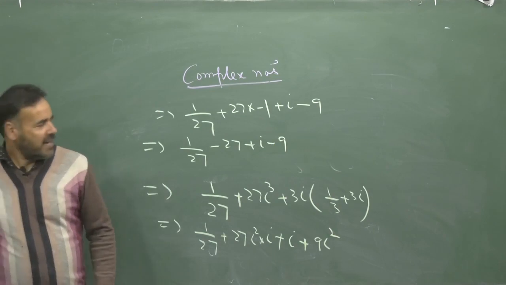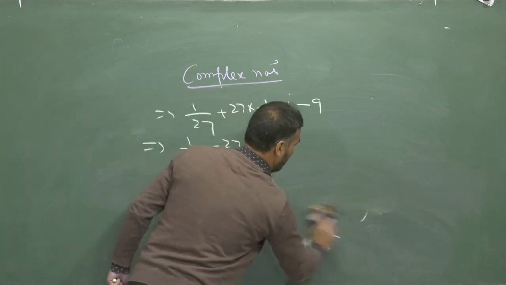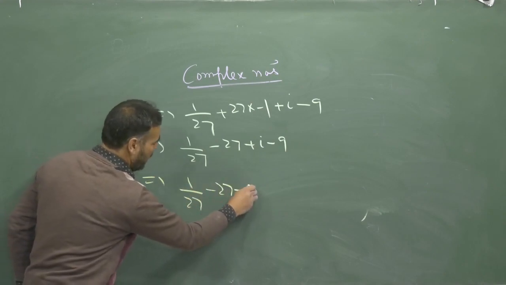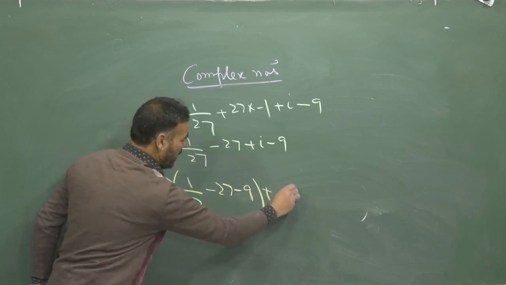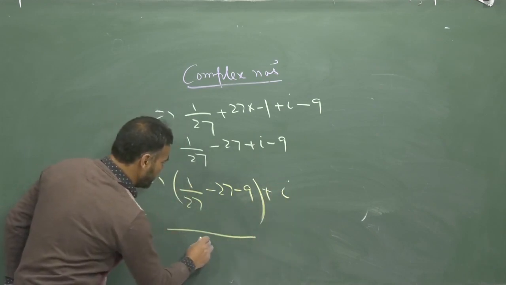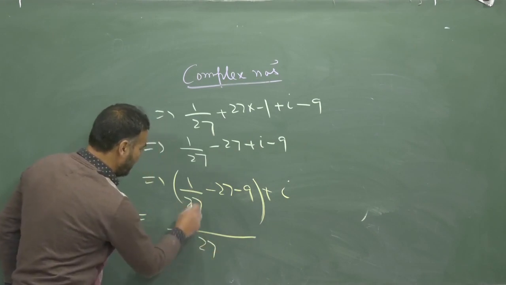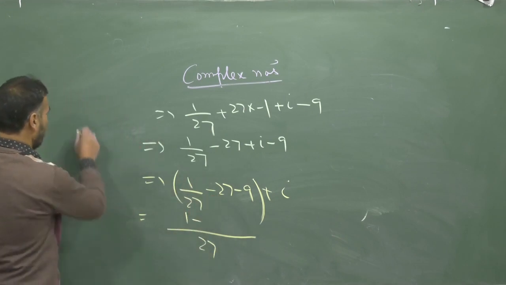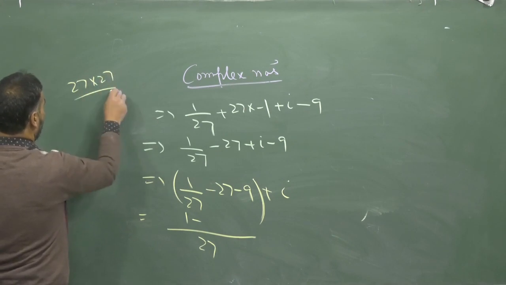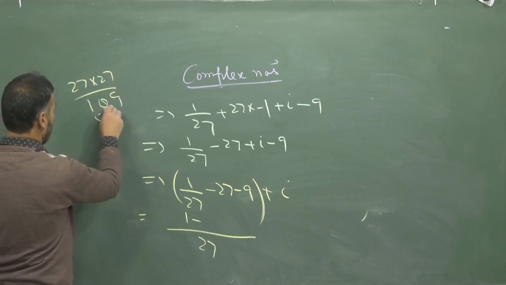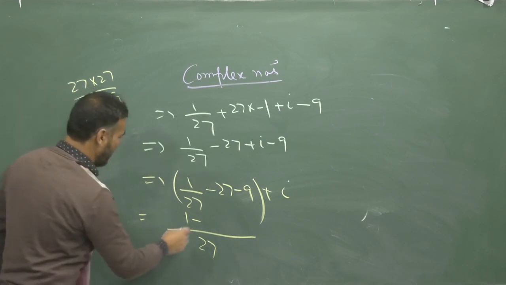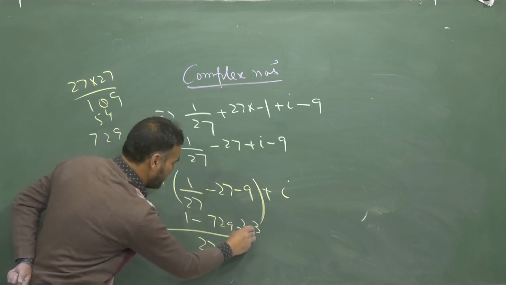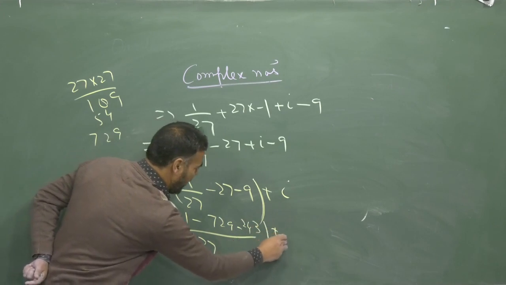Now we can write it in the form of a plus iota b. That is 1 divided by 27 minus 27 minus 9 plus iota. You can take 27 as a common factor, that is the LCM actually. It is 1 minus, what is 27 into 27? It is 729, minus 9, 7, 63, 18 and 6, 24, plus iota.